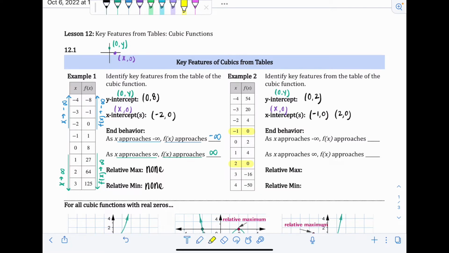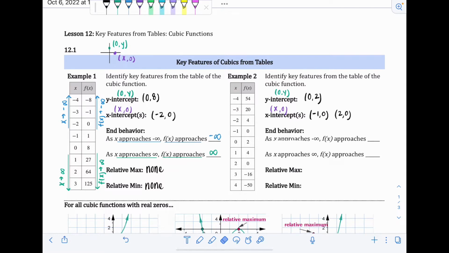Okay, and it just goes back to what we talked about up here. In order for it to be on the y-axis, it didn't go left or right at all, so it would have an x-coordinate of 0. In order for it to be on the x-axis, it doesn't go up or down at all, so it'd have a y-coordinate of 0. And now we're ready for end behavior, so I'm going to treat it just like I did example 1.